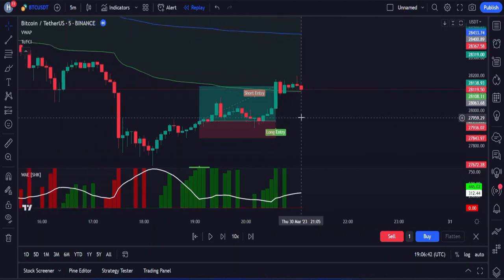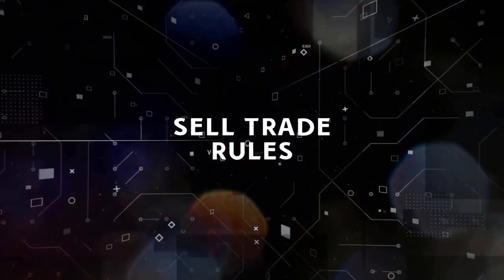Now that we have a good knowledge of how to open a buy trade through this strategy, let's go through the rules for entering a sell trade. Sell trade rules.